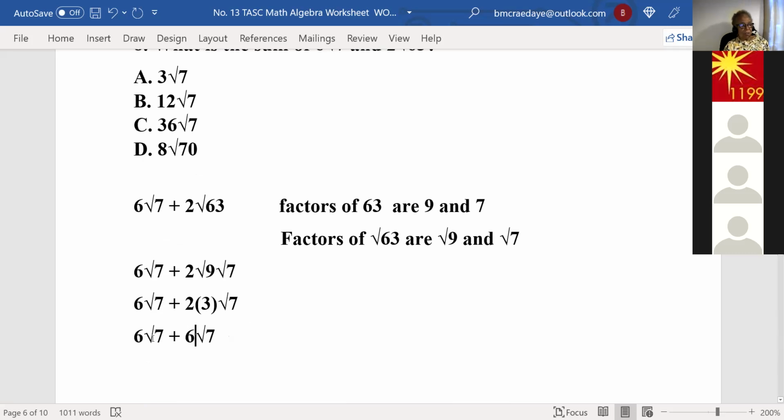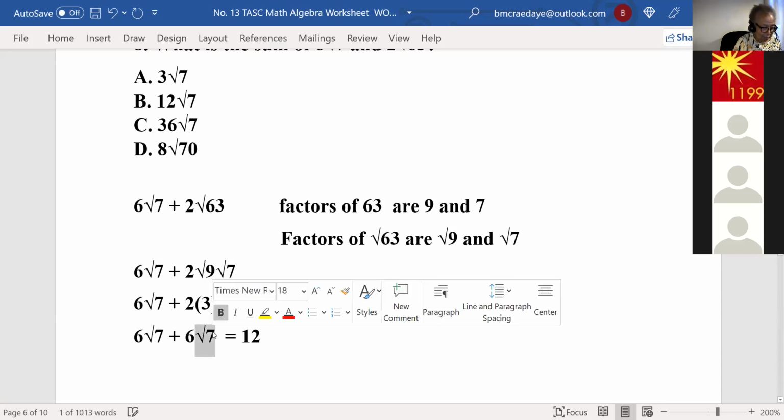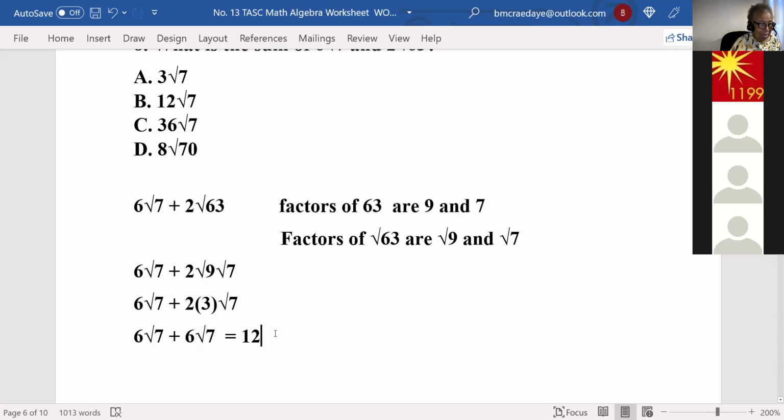So if the radicals are the same, then we can add the coefficients. So what's 6 times square root of 7 plus 6 times square root of 7, Maureen? What's that equal to? Add the coefficients. There's a 6 in front of the square root of 7 and a 6 in front of the square root of 7. 6 and 6 is 12. That's right, 12 square root of 7. That would be B. That's correct. Oh boy, it's so simple when you get the explanation.